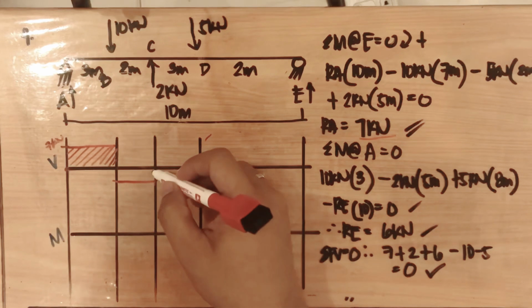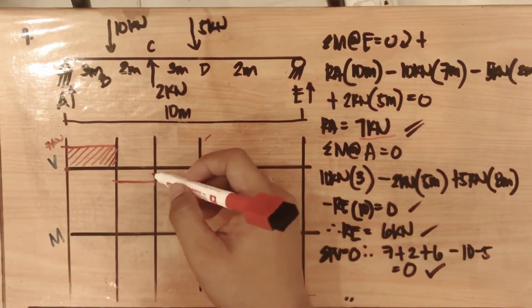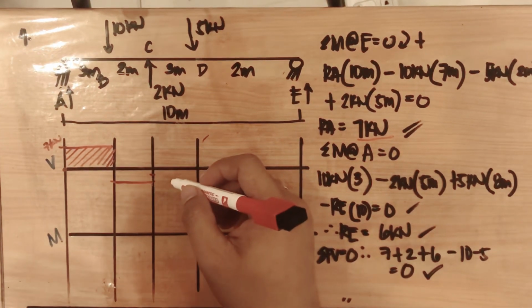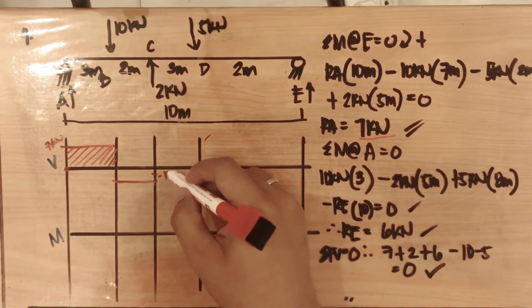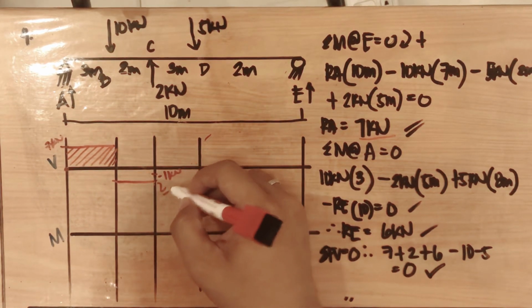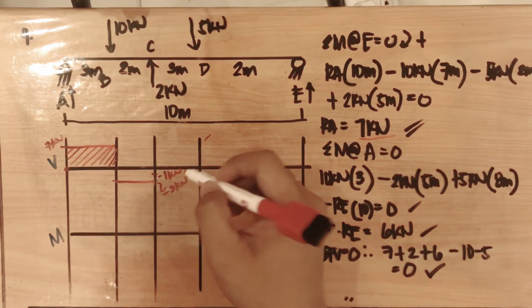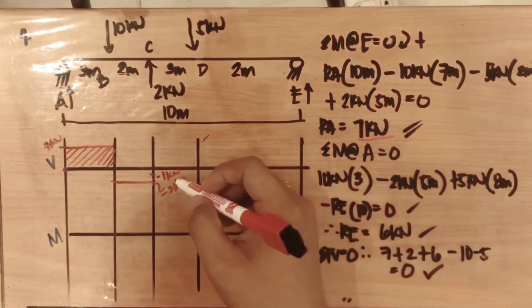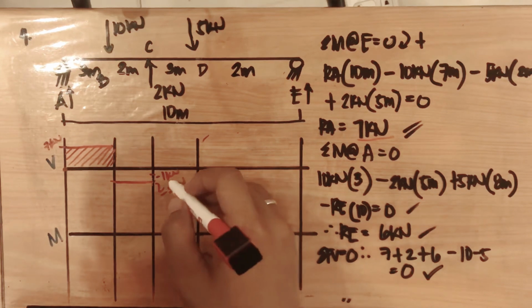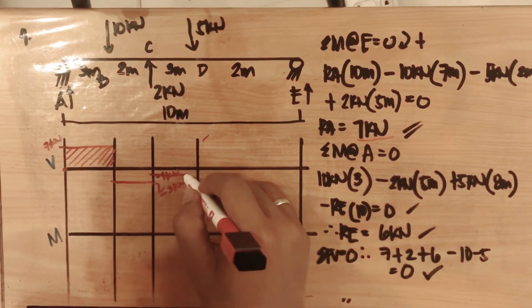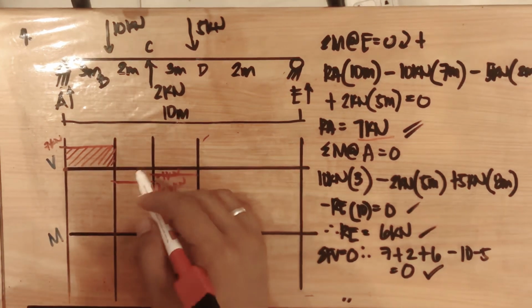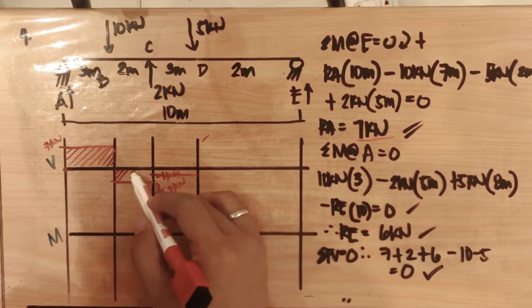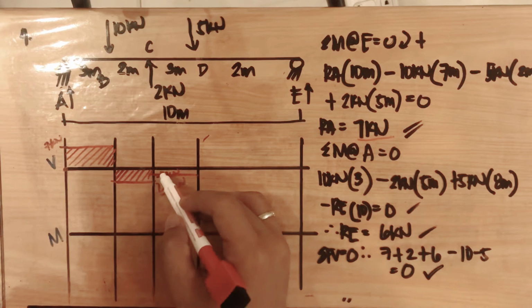So, it means meron tayong negative 1 kilonewton. So, ito is negative 1 kilonewton and ito is negative 3 kilonewton. Then, next, since wala tayo ulit load dyan, so, straight line lang yan. So, from C to D, straight line lang yan. So, ito na yung shear diagram natin from B to C and C to D.